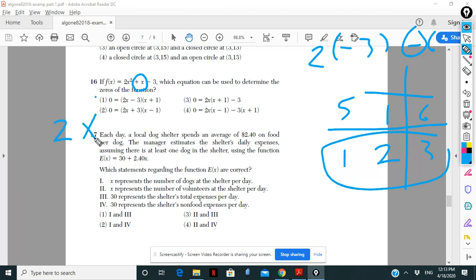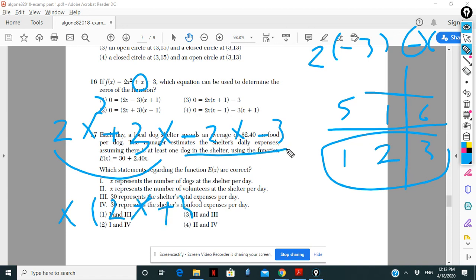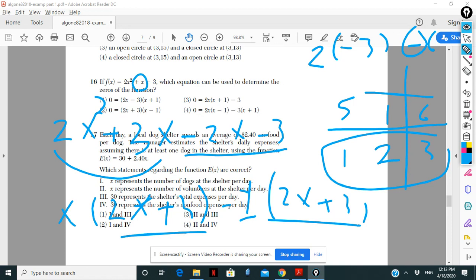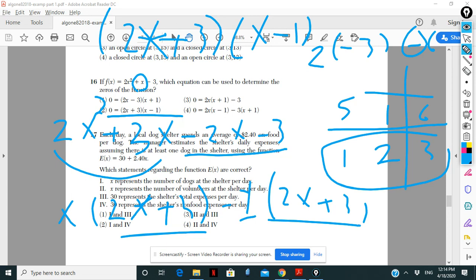So I have 2x squared plus 3x minus 2x minus 3. Here I have a common factor, which is x, so I get 2x plus 3. Here I have a common factor, negative 1, so giving me 2x plus 3. Now I have the same parentheses, so I got 2x plus 3 multiplying by x minus 1. 2x plus 3 multiplying by x minus 1, so the answer is 2.